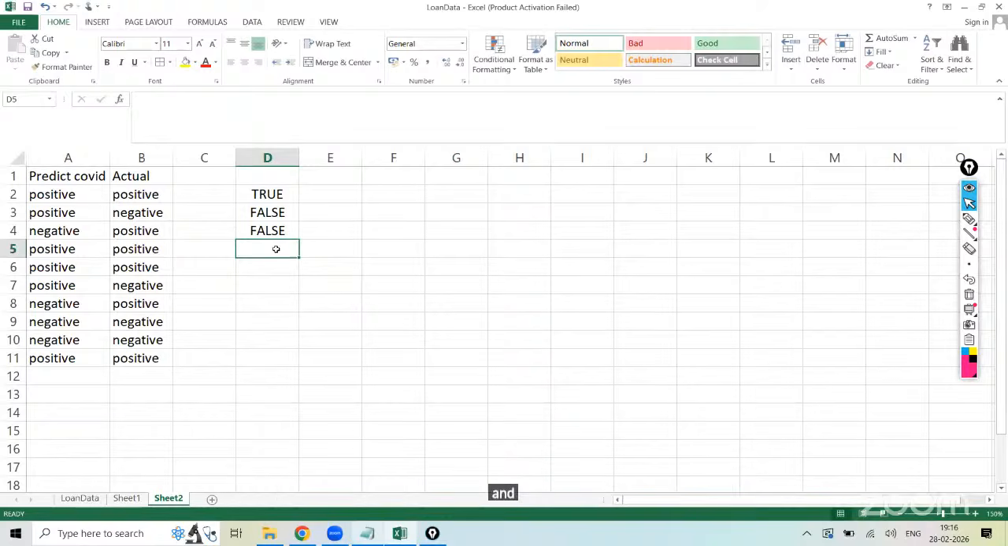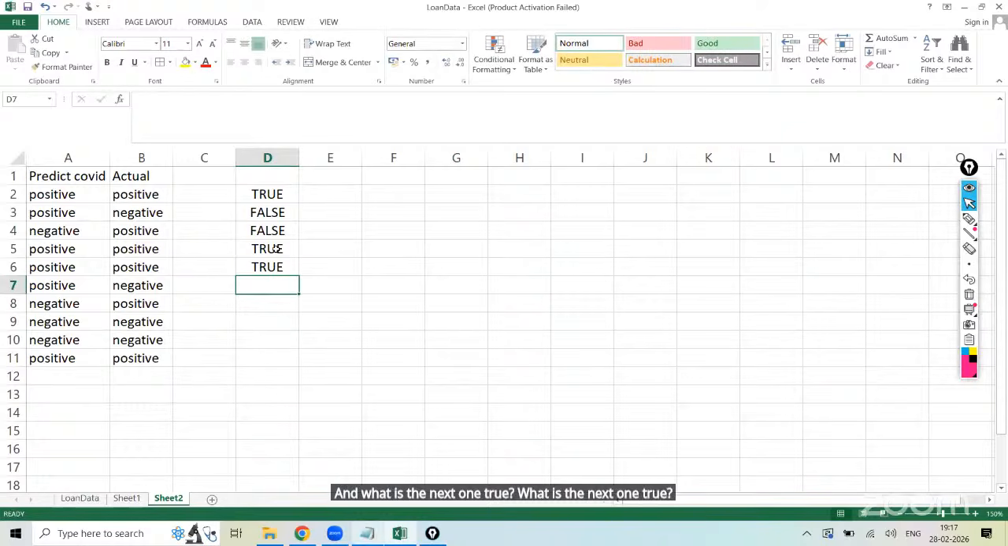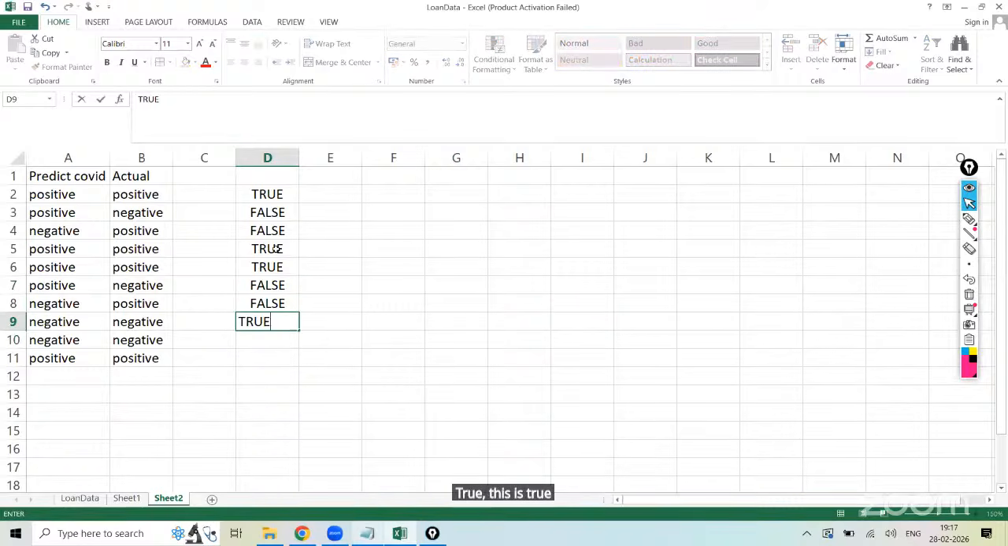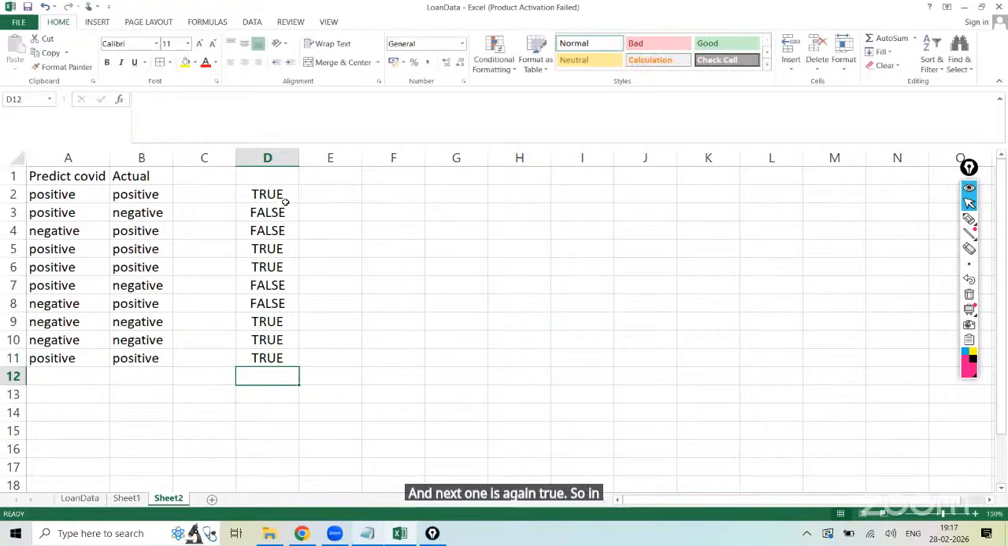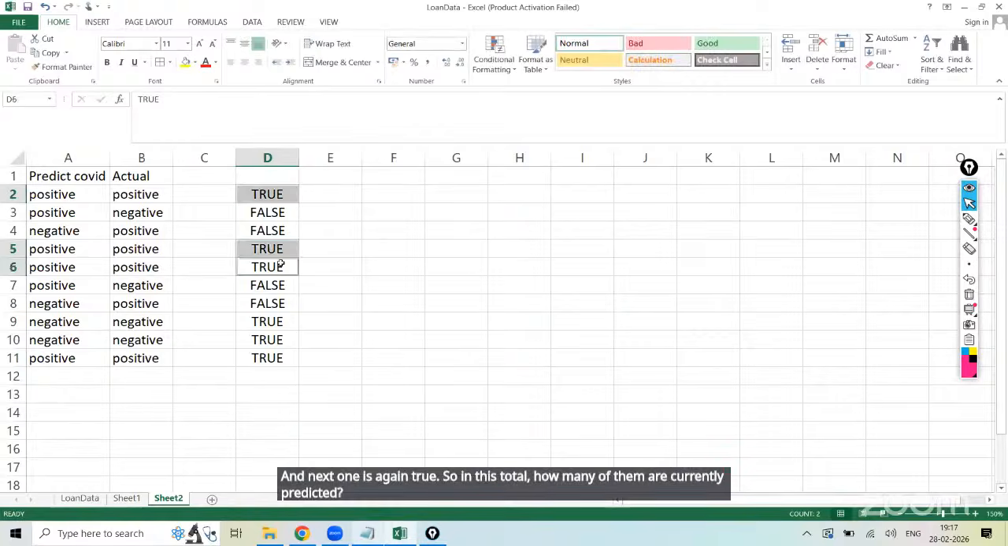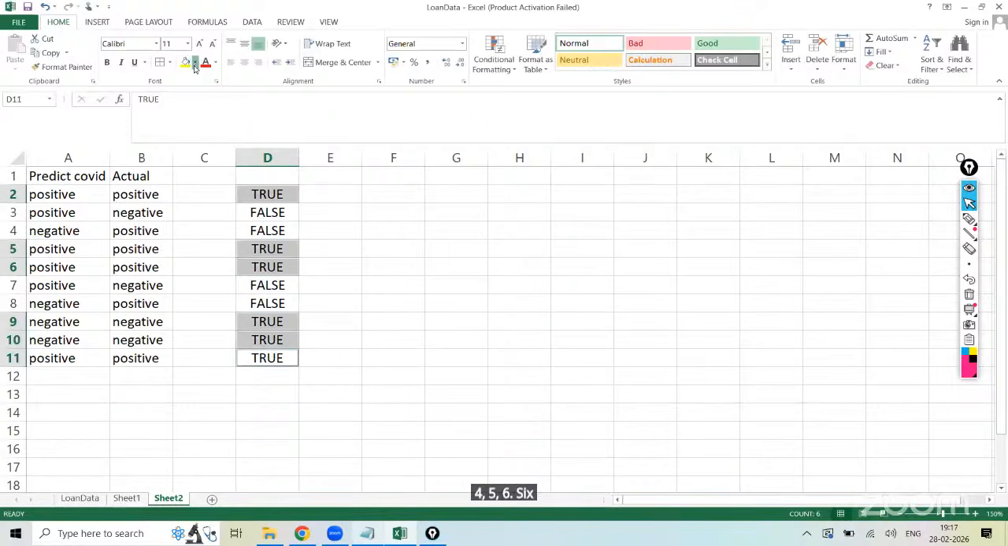And what is the next one? True. What is the next one? True. Next one is false, wrongly predicted. Next, false, wrongly predicted. Next, true, correctly predicted. Next one is again true, and next one is again true. So in total, how many of them are correctly predicted? 1, 2, 3, 4, 5, 6. Six of them are correctly predicted.